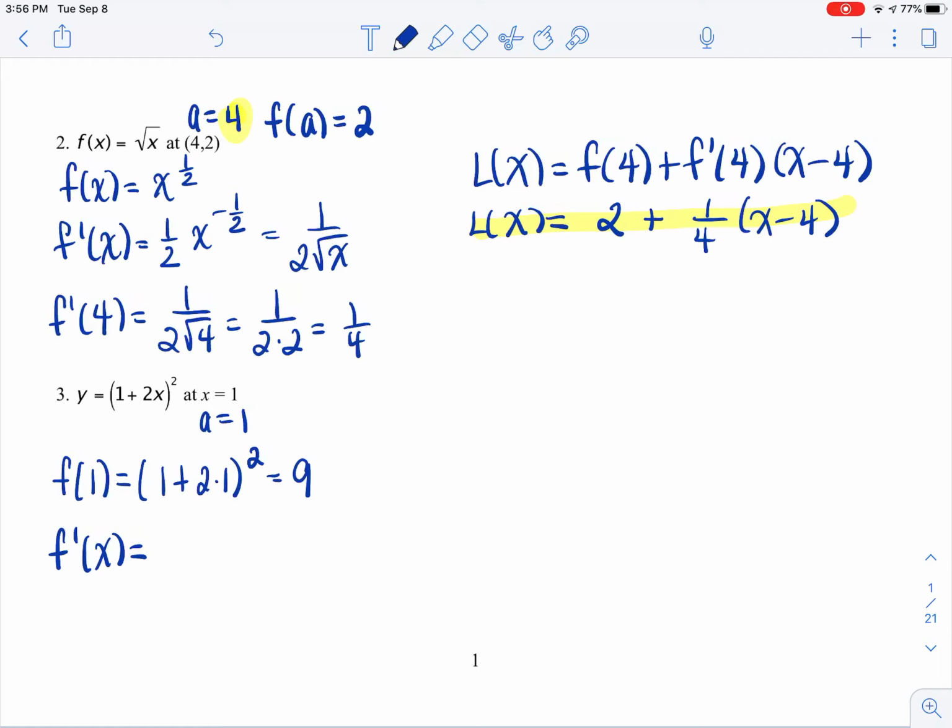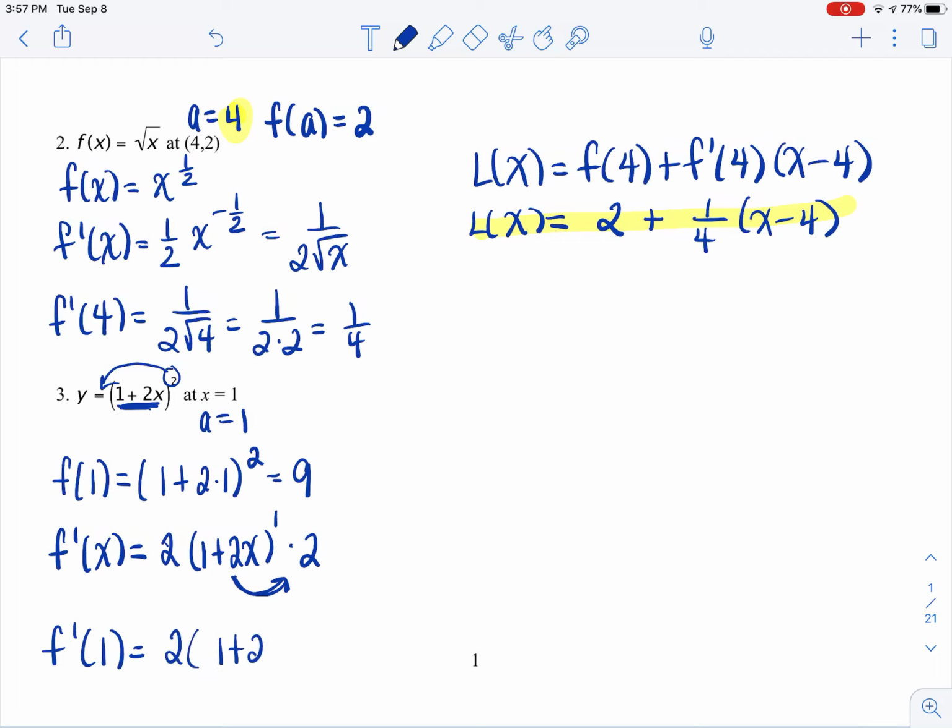When I do f prime of x, the derivative of the expression 1 plus 2x squared, you're going to use the chain rule. Derivative of the outside drops the 2 down in front and reduces my power to the first. Keep the inside the same, multiply by the derivative of the inside. So as I start to plug into this, I'm doing f prime of 1. This becomes 2 times 1 plus 2 times 1, times 2. If I clean that up, that's basically 4 times 3, and that comes out to be 12.